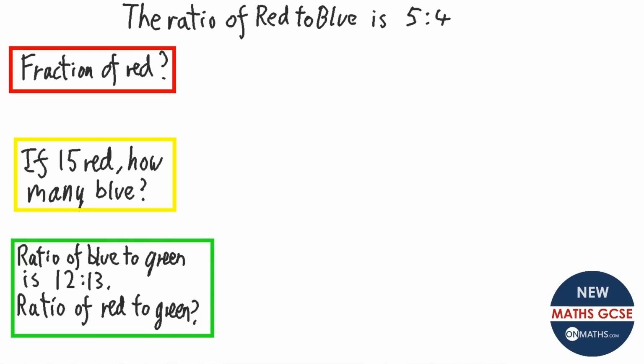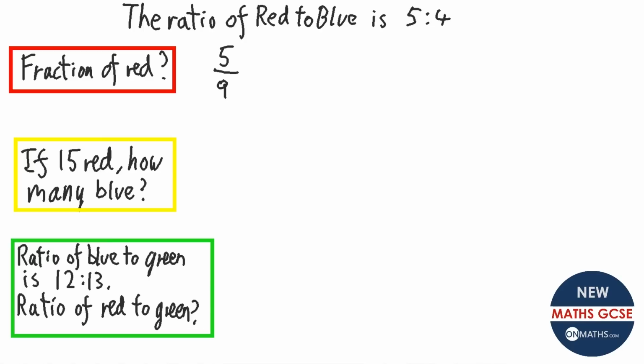Okay, so let's step up these ratio questions. So we're told that the ratio of red to blue is 5 to 4, imagining counters in a bag or whatever. So we're asked what the fraction of the red are. So there are 9 parts altogether, because there's 5 red to every 4 blue, and there are 5 reds. So it's the amount of reds, which is 5, over the total amount of parts, which is 9. So 5 ninths are red and 4 ninths will be blue.